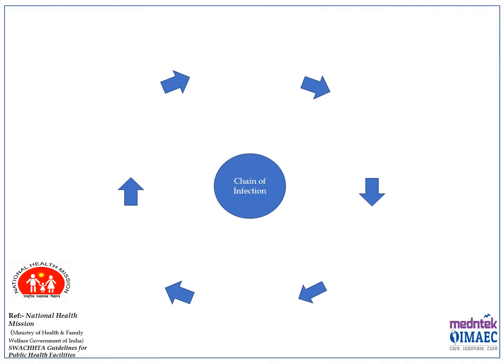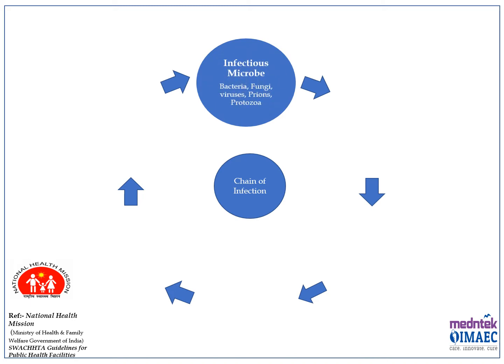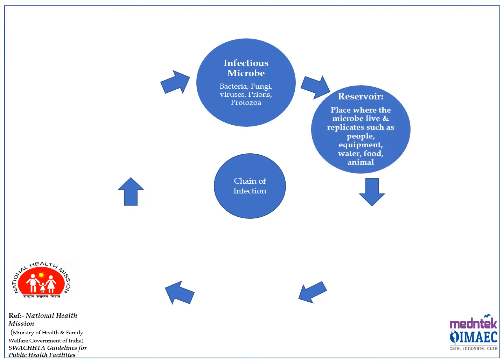a very important role. Before starting with the exact use of disinfectants, let us try to understand the chain of infection, how infection spreads and how to break the chain of infection by using disinfectants. The chain of infection starts with the microorganism causing infection: infectious microbes like bacteria, fungi, viruses, prions, protozoa, etc. These are the main microorganisms which cause infection, so they are called infectious microbes.